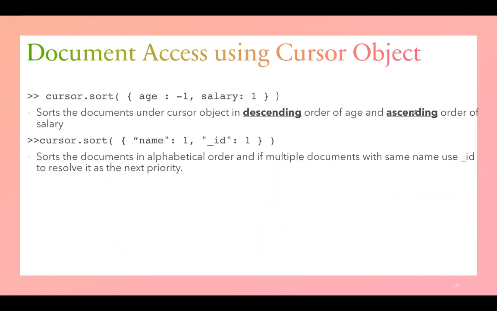Very simple. Same way here, in case we have multiple documents with the same name, if you have one name with multiple IDs, then you first consider the name, and using that name, you sort in an ascending order. And then if you have multiple documents with the same name, then you can resolve that by taking the ID into consideration in the descending order.